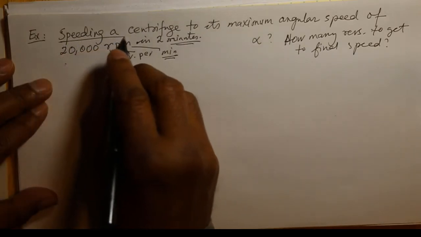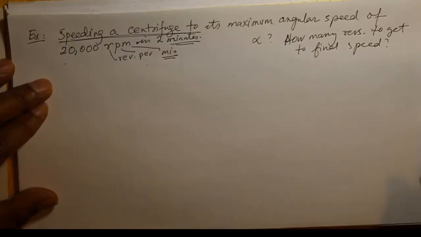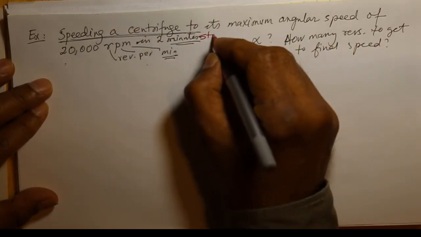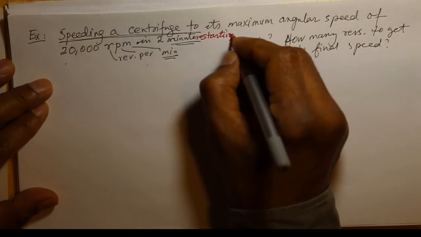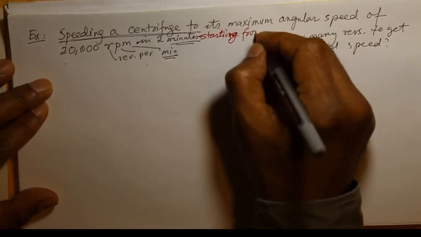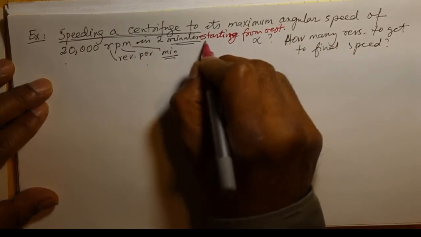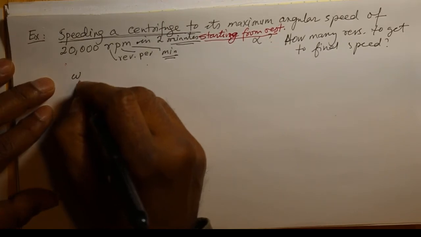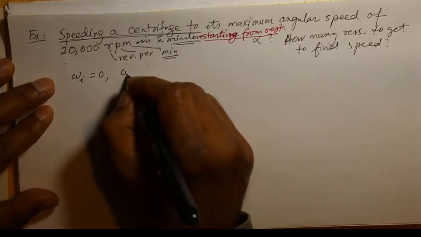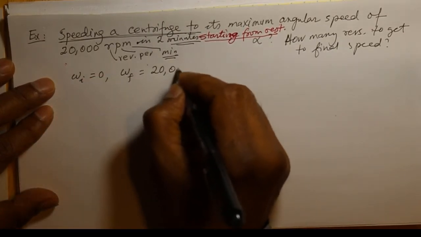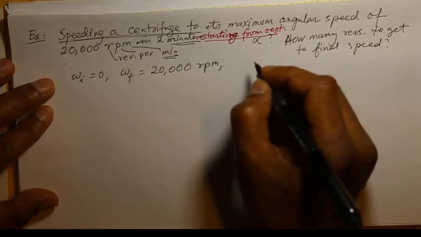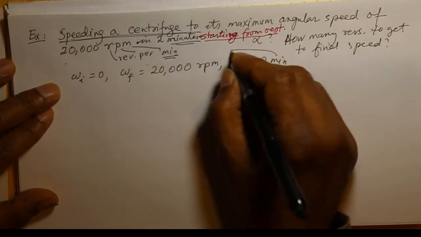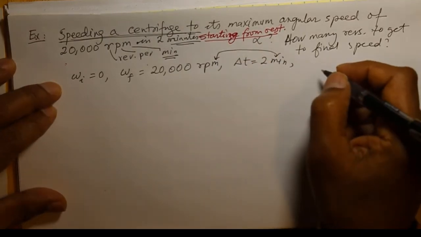First of all, notice that behind the scenes, I have not been given, but the way the problem is stated, there is a thing called starting. How does it get started? Starting from rest. That's kind of hidden information often in problems. You have to read it. So omega I is 0. Omega F is 20,000 RPM. Delta T is 2 minutes. These are the same units, so I don't need to convert.